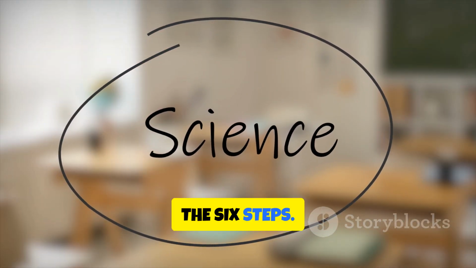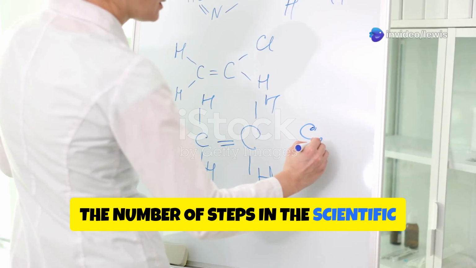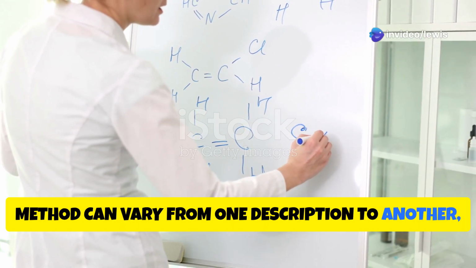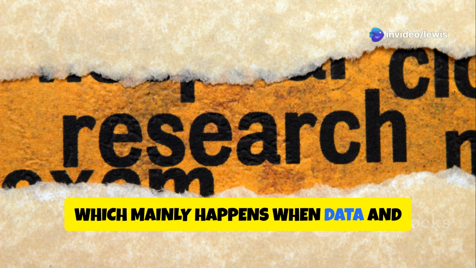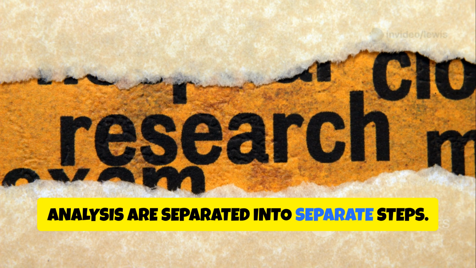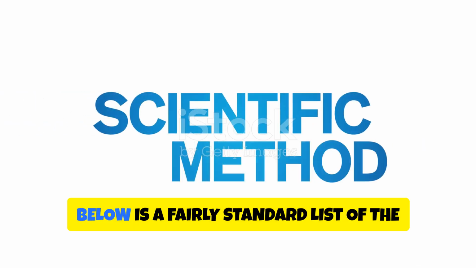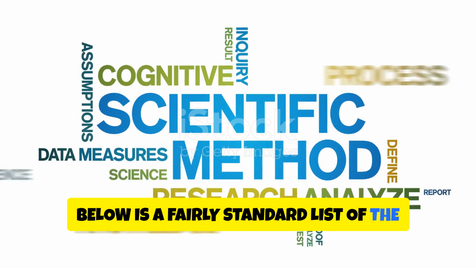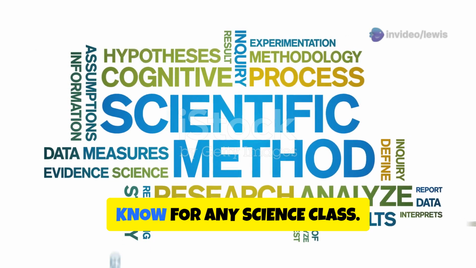The 6 steps. The number of steps in the scientific method can vary from one description to another, which mainly happens when data and analysis are separated into separate steps. However, below is a fairly standard list of the 6 steps you'll likely be expected to know for any science class.